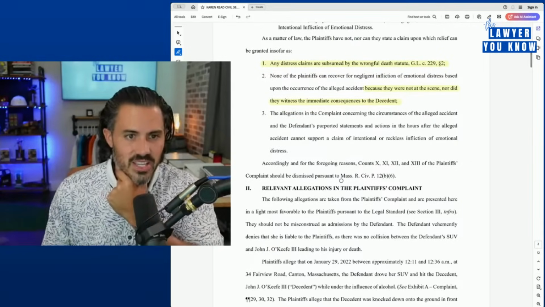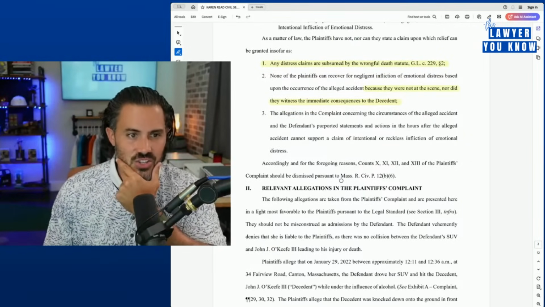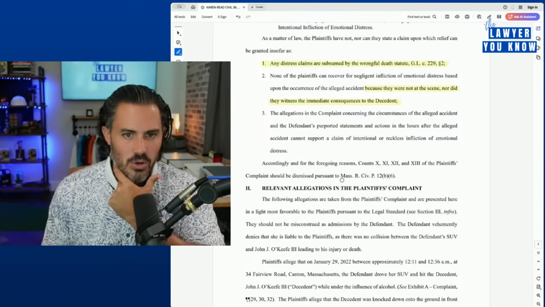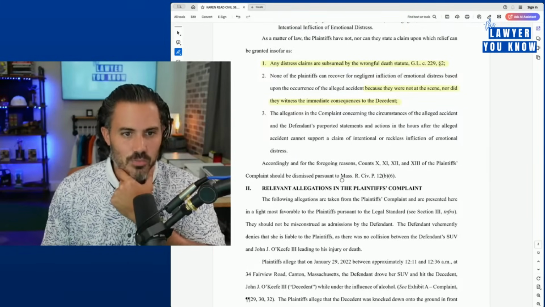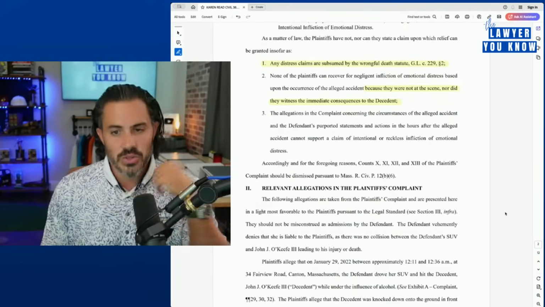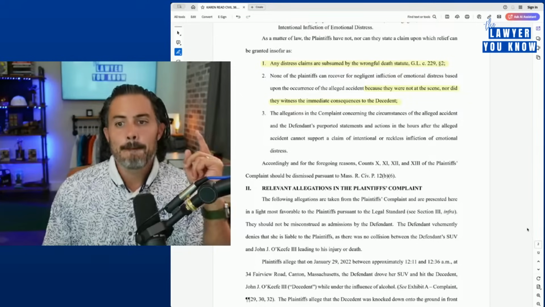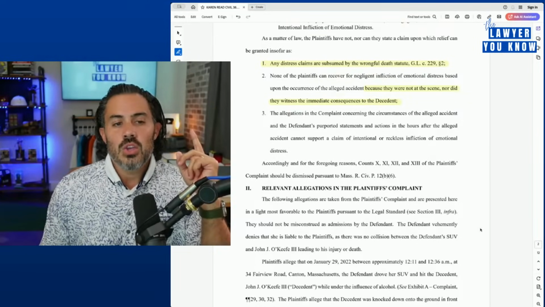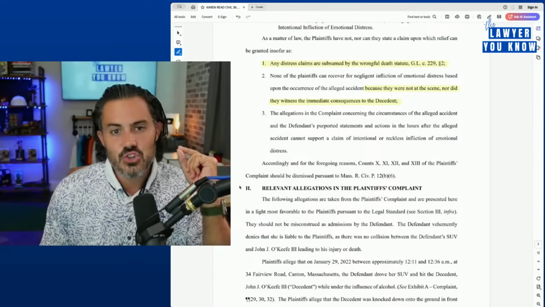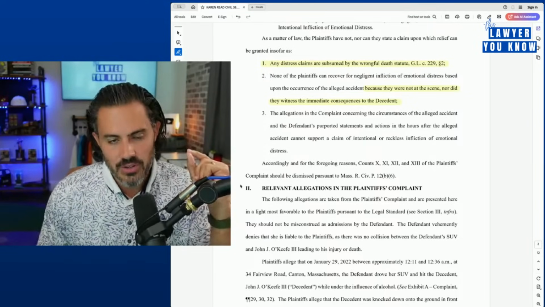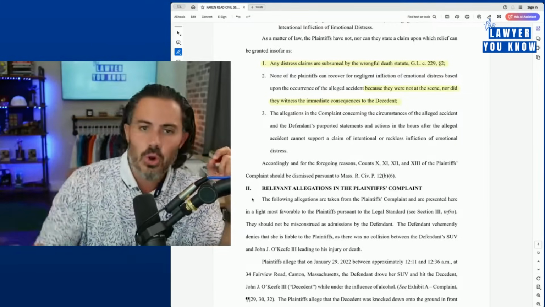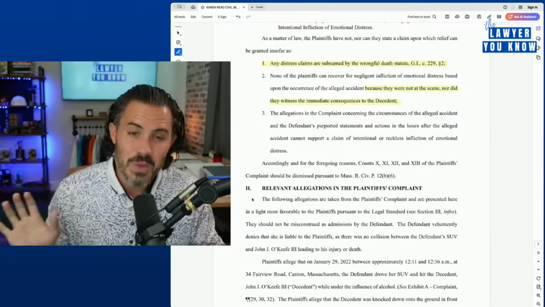The allegations in the complaint concerning the circumstances of the alleged accident and the defendant's purported statements and actions in the hours after the alleged accident cannot support a claim of intentional or reckless infliction of emotional distress. So what they're saying there is, even if everything you say in the complaint is true, you still don't have a claim. And that's how they have to argue it. They can't start saying, oh, this is wrong or that didn't happen. We may see some of that.